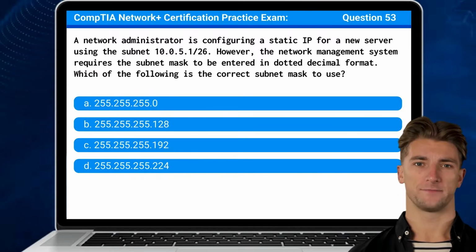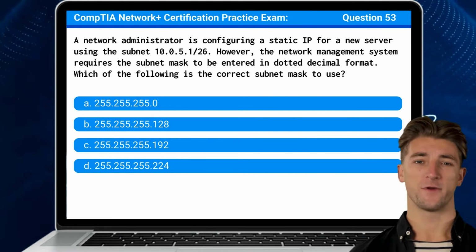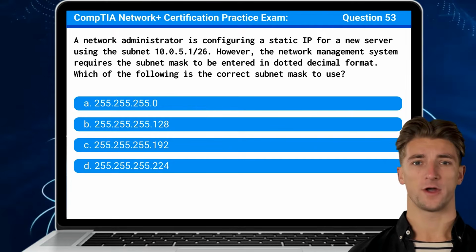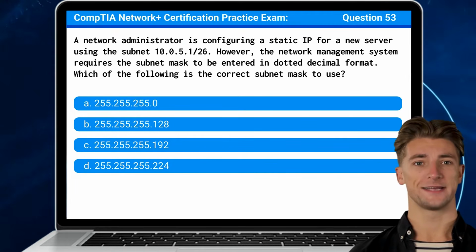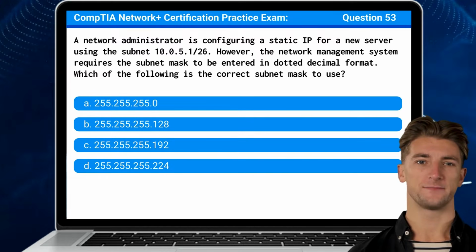Question 53. A network administrator is configuring a static IP for a new server using the subnet 10.0.5.1/26. However, the network management system requires the subnet mask to be entered in dotted decimal format. Which of the following is the correct subnet mask to use?